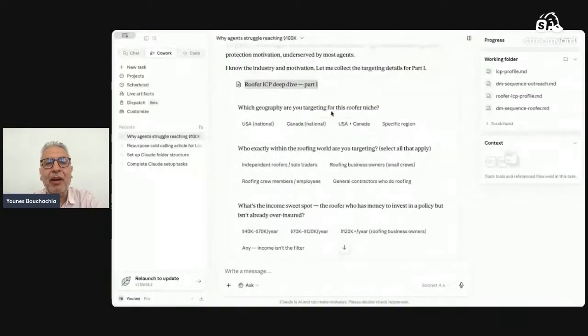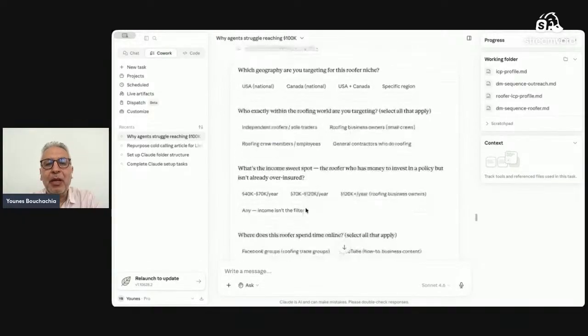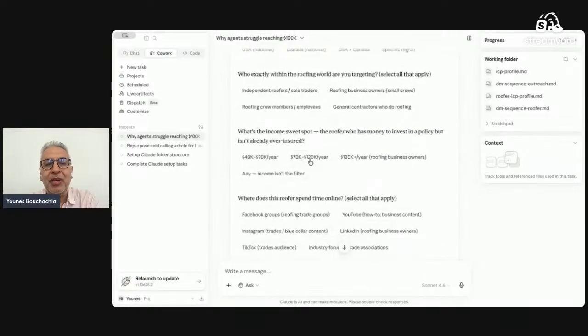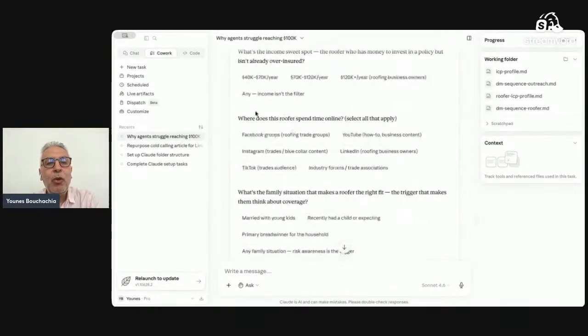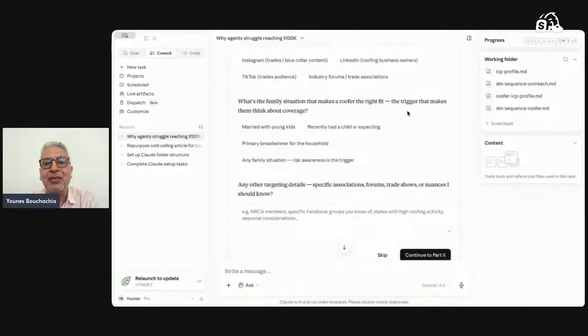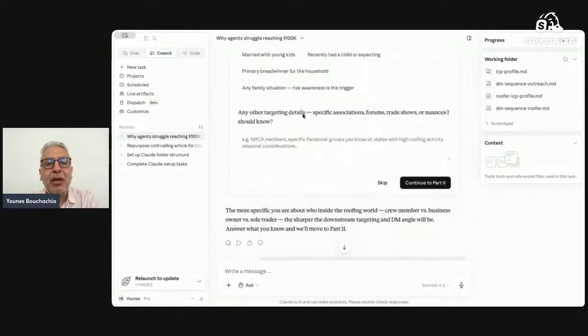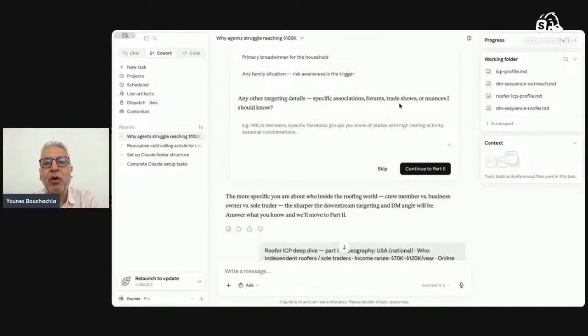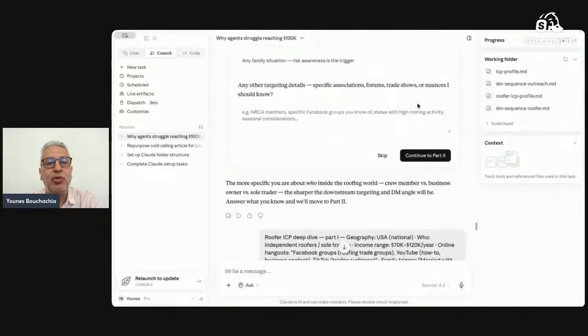Which geography are you targeting for this niche? Who exactly within the roofing world are you targeting? What's the income sweet spot? The roofers who have money to invest in a policy but aren't already over-insured. I chose 70 to 120. I'll tell you in a minute. Where does this roofer spend time online? What's the family situation that makes a roofer the right fit? The trigger that makes them think about coverage. Any other targeting details, specific association forums, trade shows, or nuances I should know about?